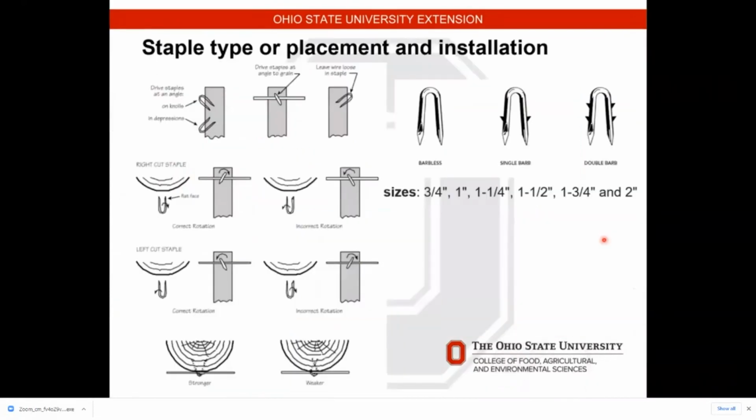Staples and staple placement, probably another big area that I've made several hundred mistakes putting these in over the years. But we have 2 different kinds of staples. We've got a right cut or right-handed staple, or a left cut or a left-handed staple. Most of them that I've seen around my area have been the right-handed ones. And the way you can tell is if you lay that staple on the palm of your hand, with these points pointing away from your body, if that cut edge is up and is on the right side, that's a right-handed staple.